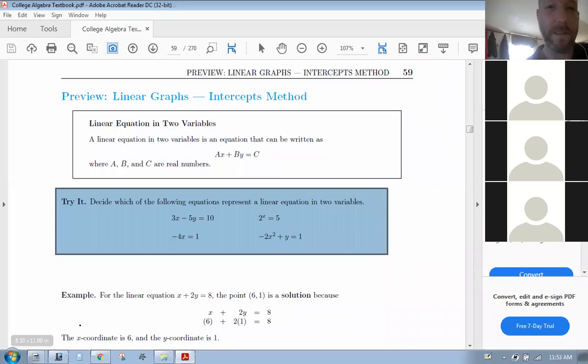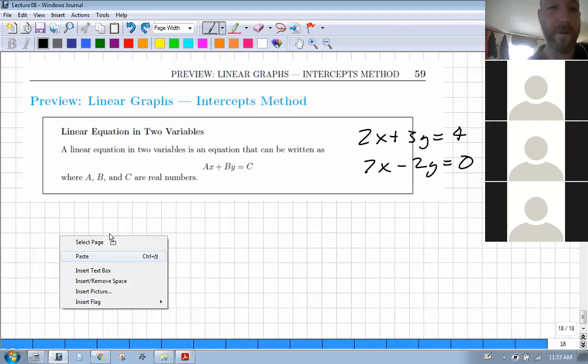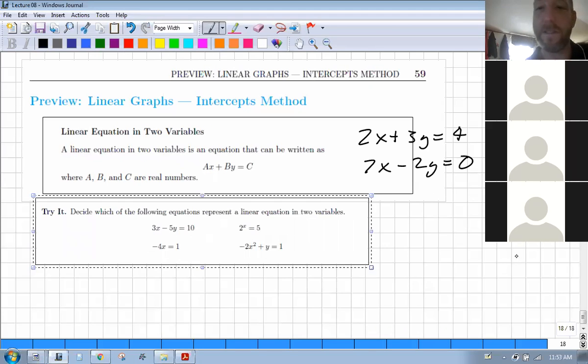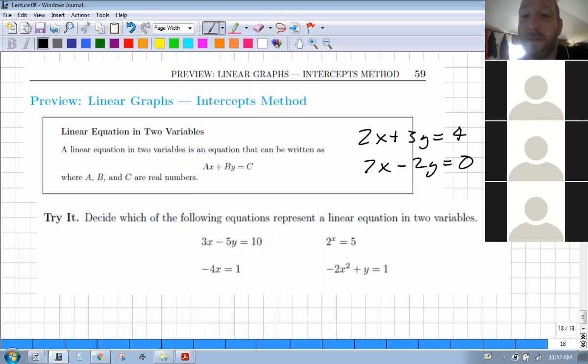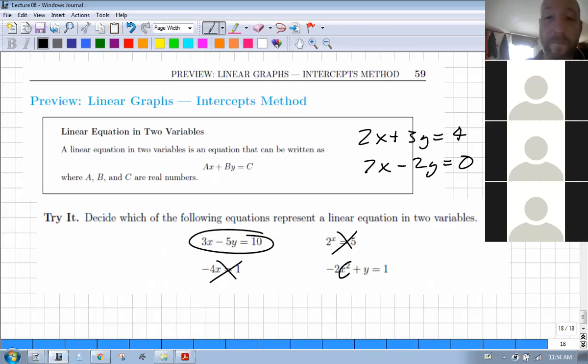So let's look at these. Which of these represent a linear equation in 2 variables? That one has an x and a y. This one doesn't. This one doesn't. This one has an x squared in it. Yeah, there's an x and a y, but that squared means it's not linear. So no. All right.